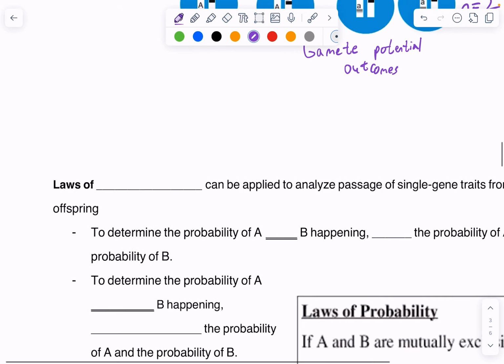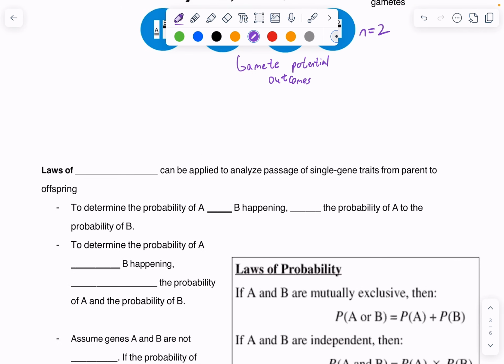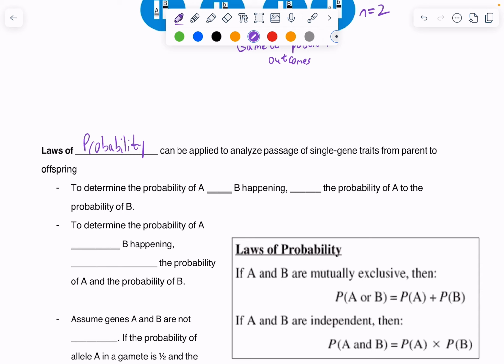All right, so the next law is called the law of probability. So we can apply this to analyze single gene traits from parents to offspring and determine the possibility of inheriting certain types of traits. And so there are these laws that we can talk about that are found on the equation sheet for biology. And so let's try to figure out, to determine the probability of A or B happening, we have to add the probability of A to the probability of B.